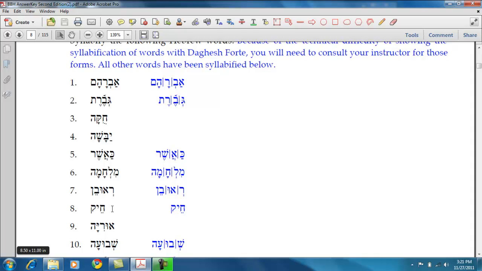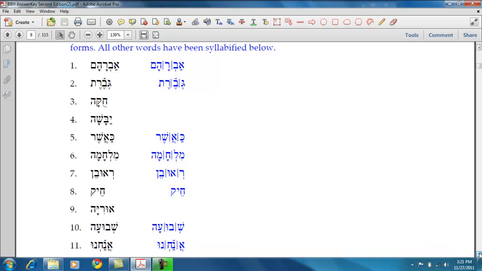And number 8 is chek, and it's a monosyllable. It's a one-syllable word, so it doesn't divide. It's just as it is right there. You have the chet, the seri yod, and the kof here. So you've got your historical long vowel of the seri yod here. And so that is an accented syllable right there.